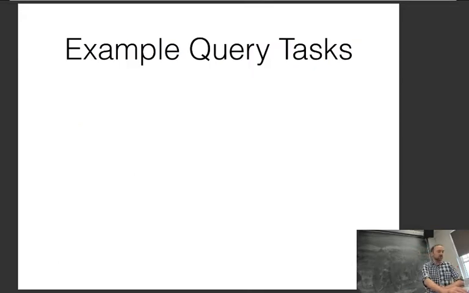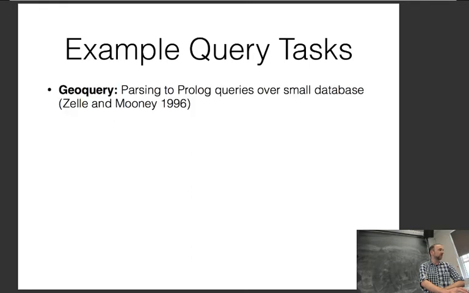So there's a bunch of query tasks. One very classic one is called GeoQuery. And this is parsing to Prolog queries over a small database. And this database basically is about US geography. So it's about cities in the US or whatever.